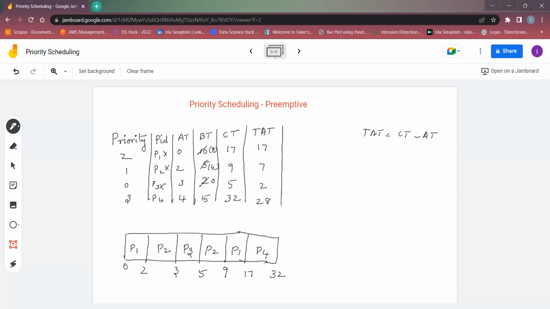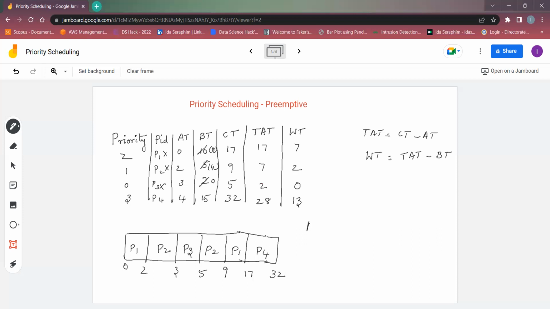The next thing we need to find out is the waiting time. You know the formula for waiting time: waiting time is the turnaround time minus the burst time. For process P1, the turnaround time is 17 minus the burst time 10, so it is 7. Then 7 minus 5 is 2. Then 2 minus 2 is 0. And then 28 minus 15 is 13. Now the waiting time is done.